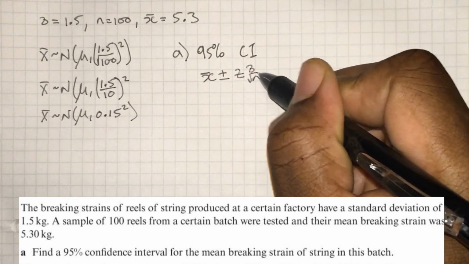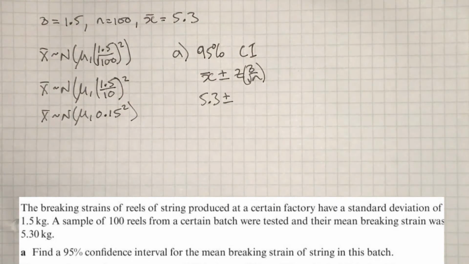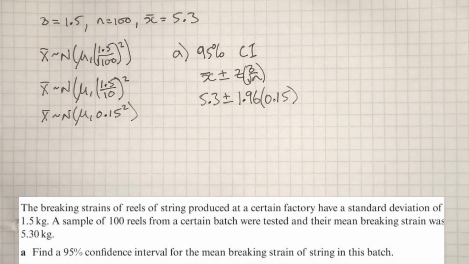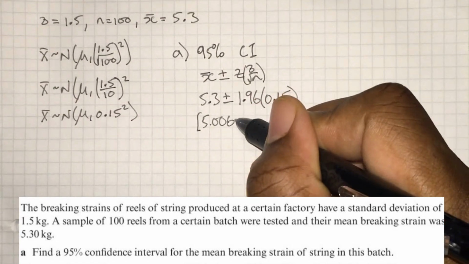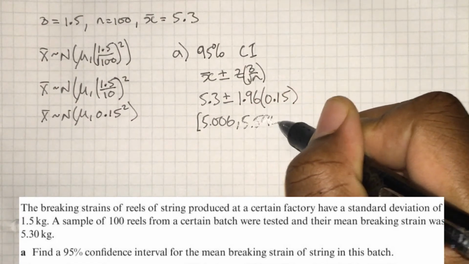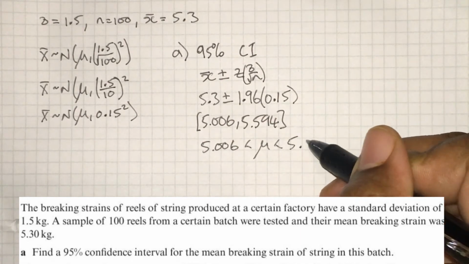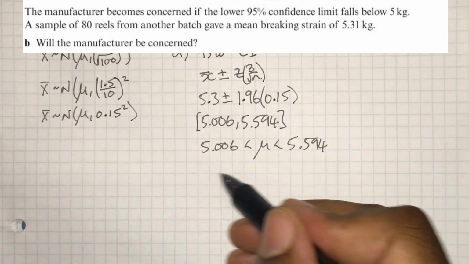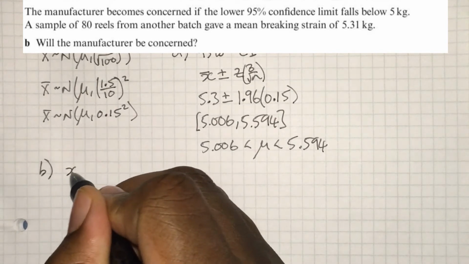So the confidence interval is x bar plus or minus z sigma over root n. We need to choose the correct z score, the z score that matches up with 2.5%. This can be found in the tables, or from your calculator. Then just substituting in our x bar and our standard deviation, we get the limits for the distribution: 5.006, 5.594. Don't forget these can be represented as an interval.